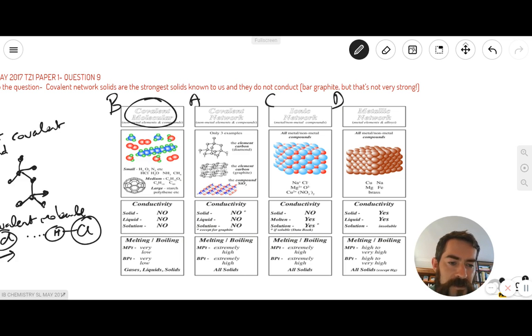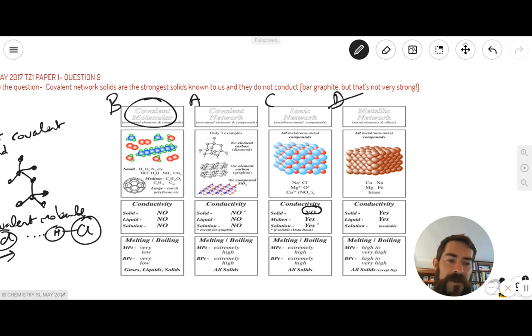Now, hopefully you guys know that most metals will conduct electricity when they are solid. So therefore, that straight away discounts answer D. So we're not talking about a metallic solid here, because otherwise it would have better conductivity in the solid state. The thing to remember for ionic solids or ionic lattices is they don't conduct electricity when they're solid.